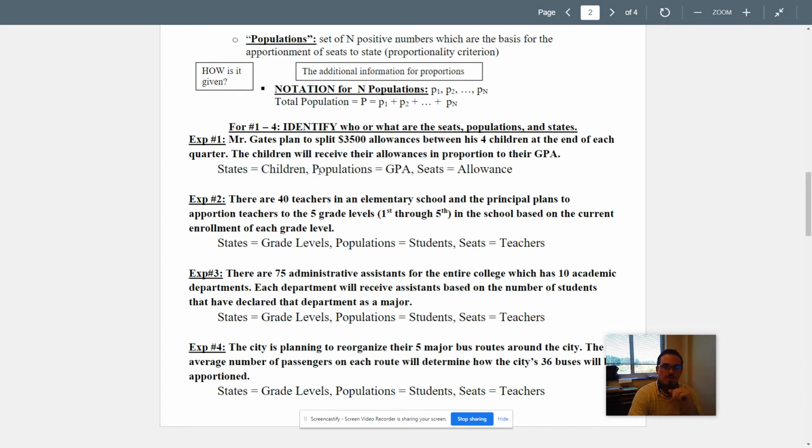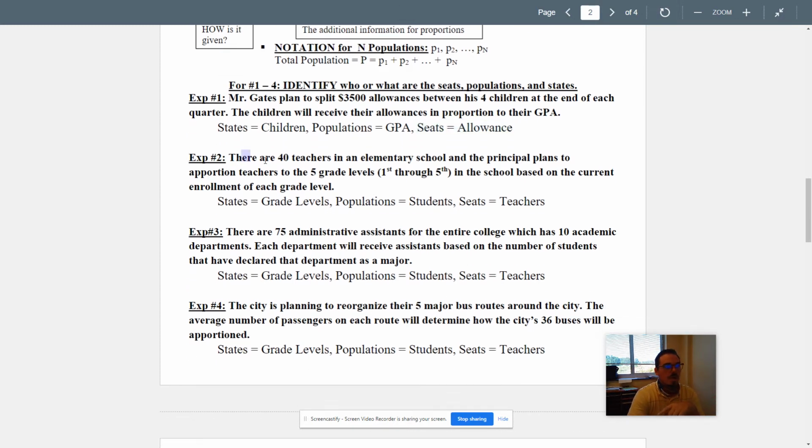What are the populations? What are we adding together to base this off of? The population would be, in this case, the GPA. And then what are the seats? What are they going to get based off of this? An allowance. So the seats are what they get. The states are who are the players, and the population is what we're basing what they get off of, in this case, their GPA.